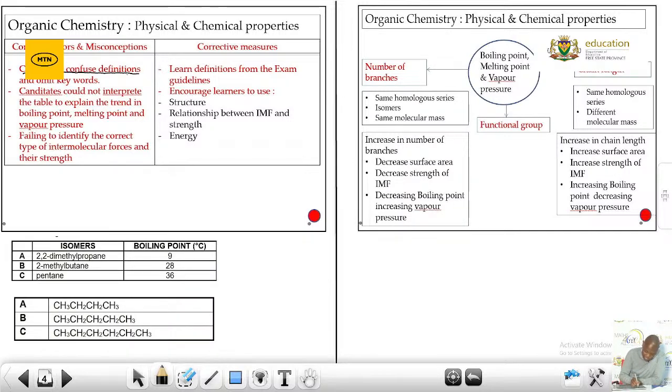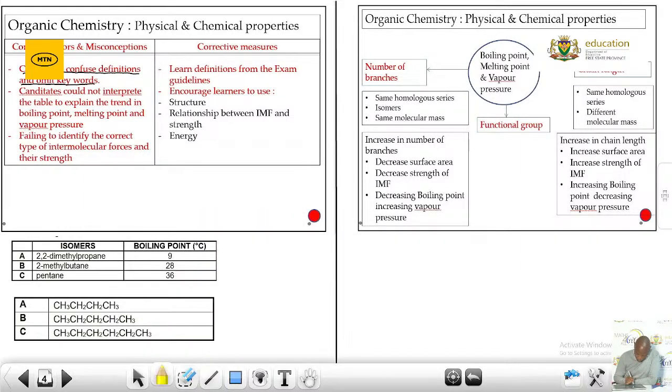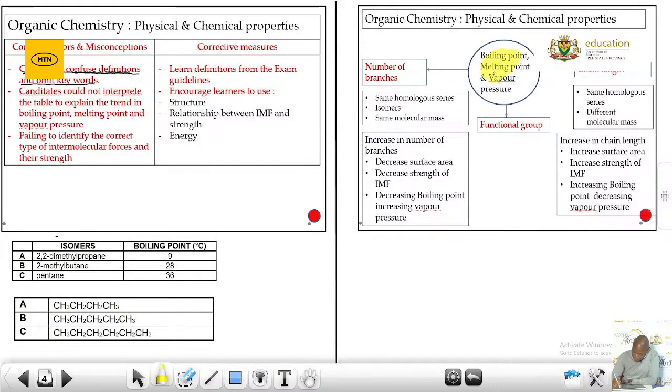So it says here, candidates confuse definitions and omit keywords. But when we come here, what are the critical keywords or definitions that one needs to look for? One word that we need to look for, or a couple of words, I will say 3, will be melting point, boiling point, and vapor pressure. So these are the critical keywords or definitions that the examiners usually ask that relate to physical and chemical properties.